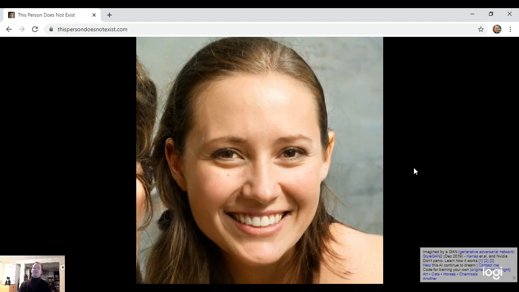Today I want to show you a picture of my girlfriend. I'm just kidding. This isn't my girlfriend. This is a computer generated image of a person that does not exist.